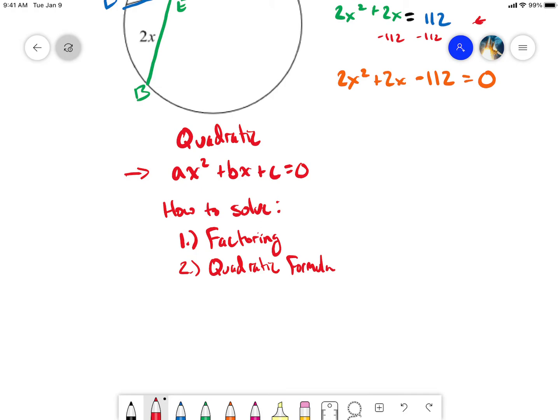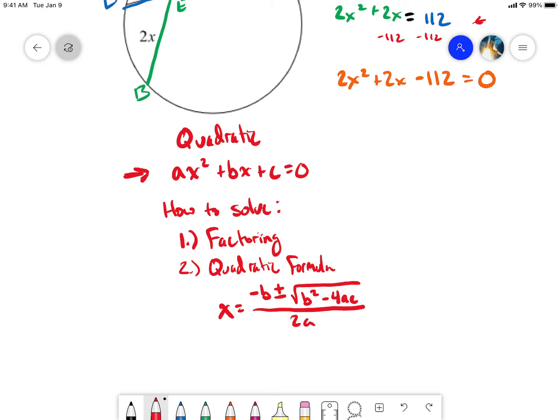Okay, that's fine. So remember, the quadratic formula says in order to solve for x, given that it's in this form, it would be negative b plus or minus the square root of b squared minus 4 times a times c, all over 2a. Now that one's pretty complicated, right? So we're going to do factoring first, okay?